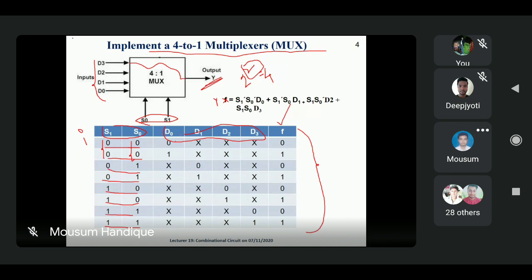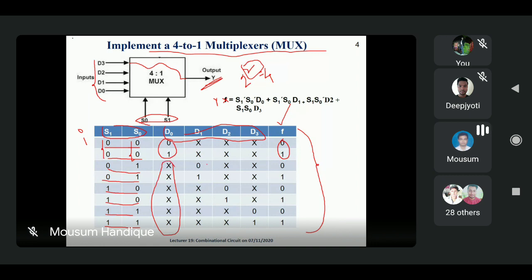See here, this one is 0 0. At that time, what is the value of D0? The D0 value is 0 and 1, so the same value appears at the output, and the rest are all don't cares. They are not required for us.